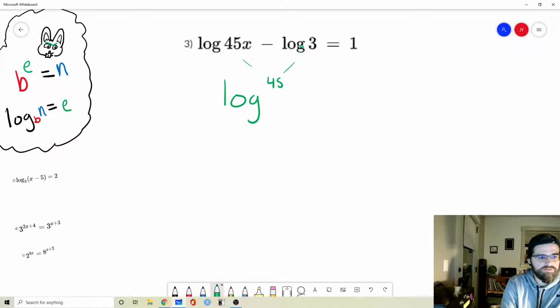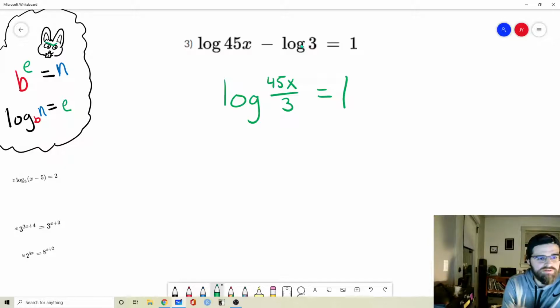Again, this is what our last assignment was all about. Notice that inside the log, I have these two arguments, and we're dividing them. That's how our quotient rule works. Now I have a single log, and once again, we want to make use of Ben the bunny. He's always there, always watching to get us to that last bit.